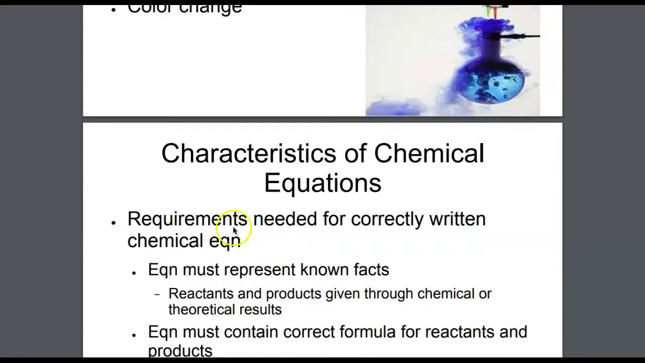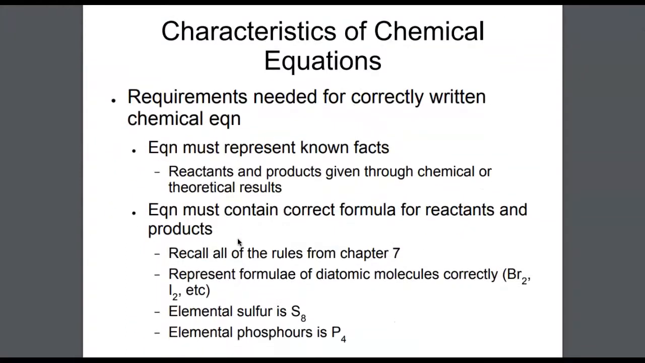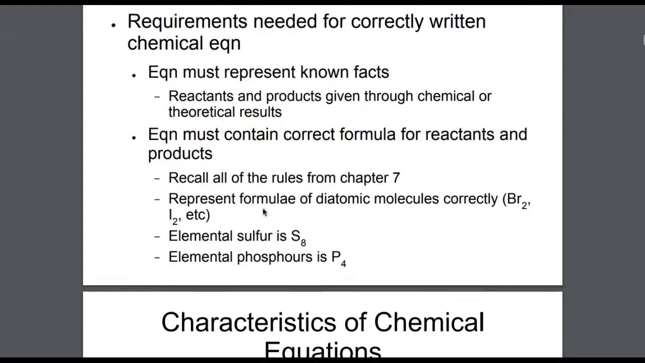So what are some of the requirements needed for correctly written chemical equations? Well, most importantly for us right now, the equation must contain the correct chemical formula for the reactants and products. So make sure you are comfortable with the naming rules from Chapter 7. Go back and review those if needed. The link to the practice quizzes for chemical names and formulas is still up on Mudge there under Chapter 7. So make sure that we are using correct chemical formulas and reactants before we even start balancing.